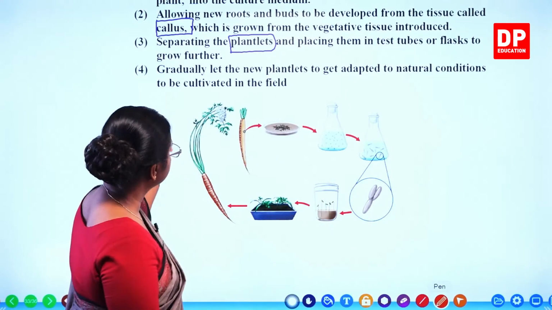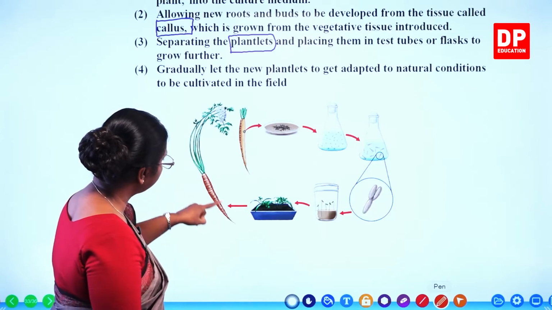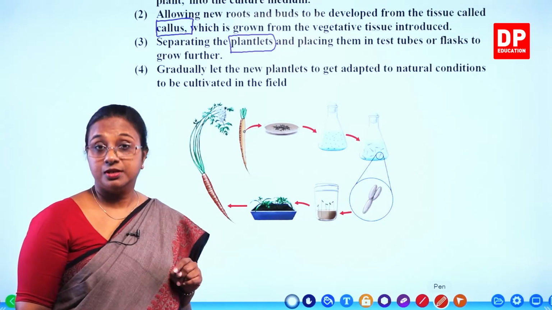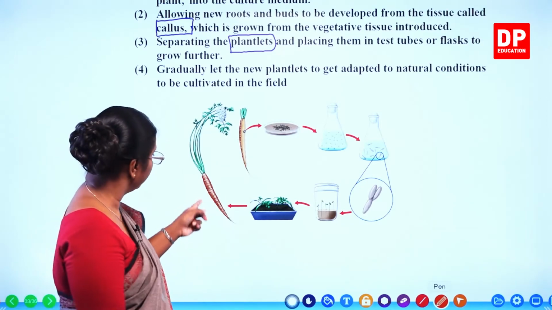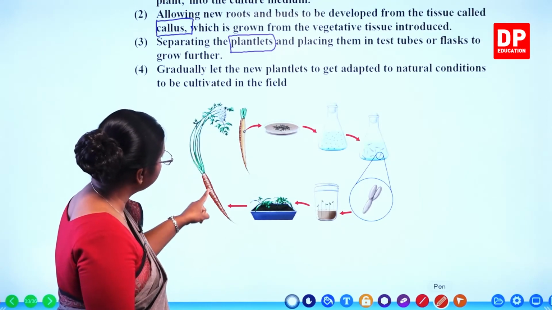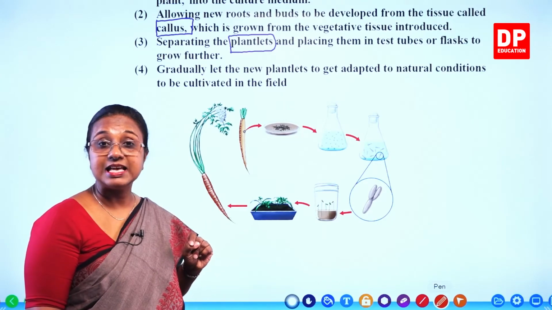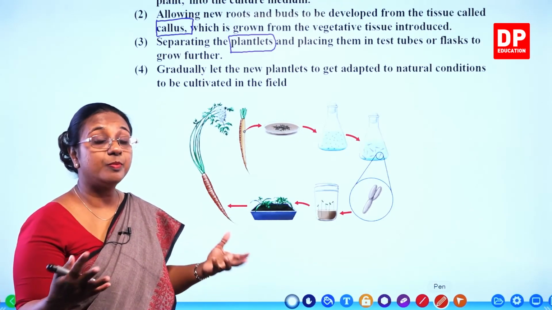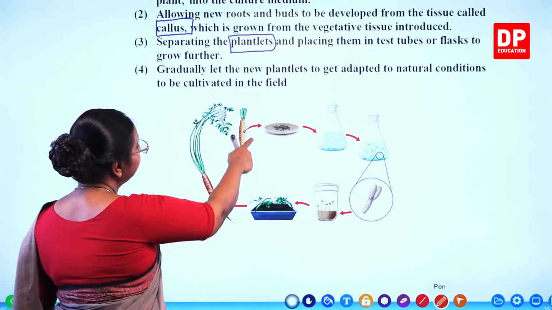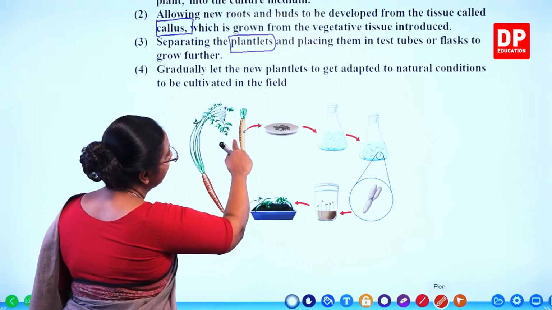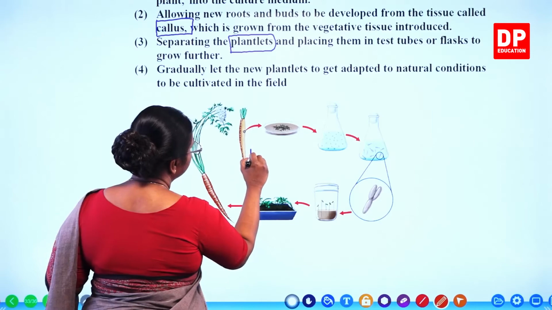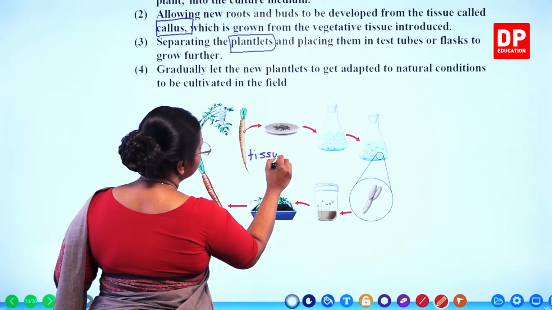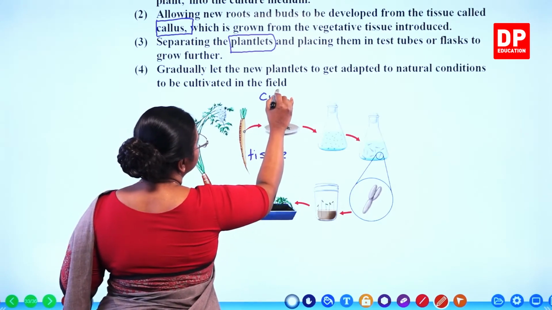Now, here you can see this is a carrot. So, carrot means it's a root tuber, where the food is stored in roots, taproot. So, you can consider this as the root apex, the root part of the tissue. There we take a part of the tissue, and here you can see this is the tissue that is going to be used. Here we have the culture medium.